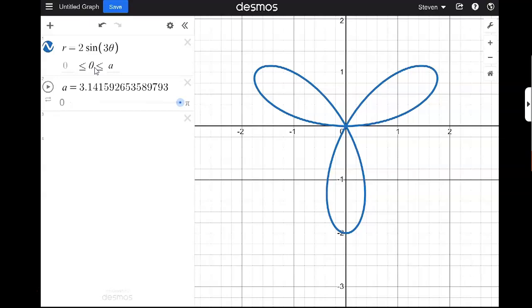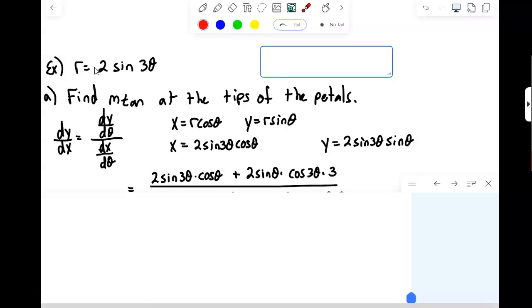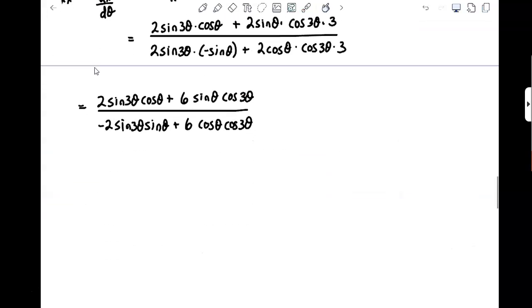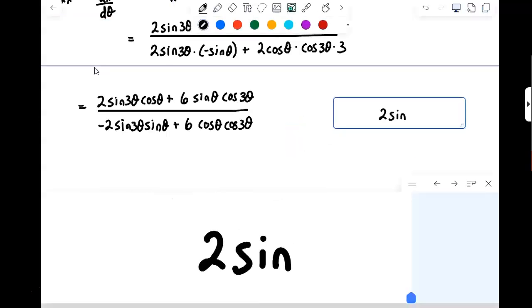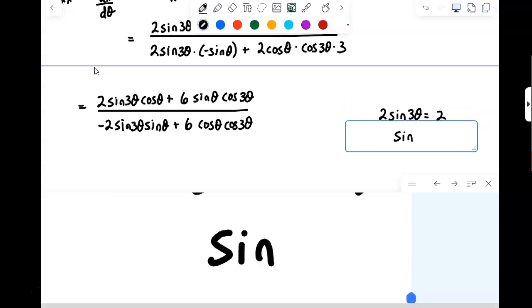So the three places we need are at pi over 6, pi over 2, and 5 pi over 6. But we could also get those by hand by just saying all those places are when the radius was 2. In other words, we could solve the equation 2 sine 3 theta equals 2, or alternatively, when is sine of 3 theta equal to 1.